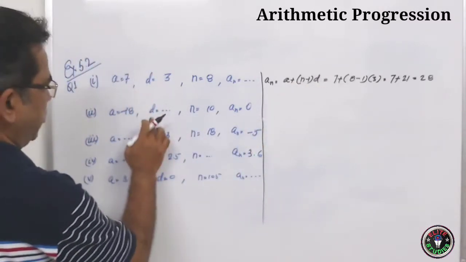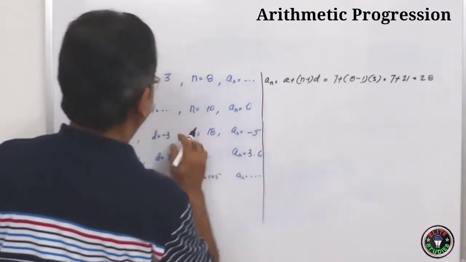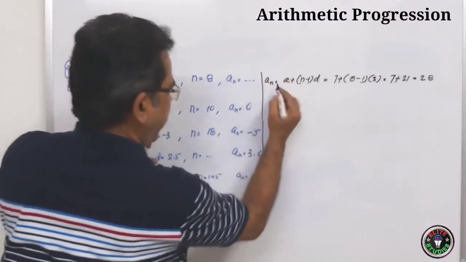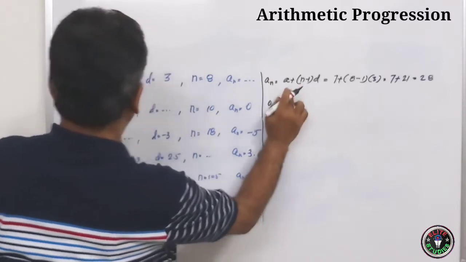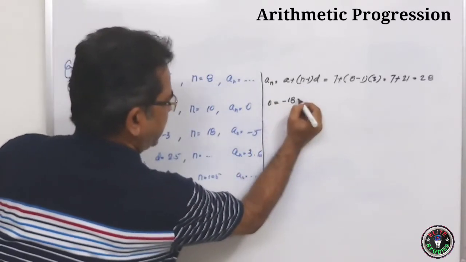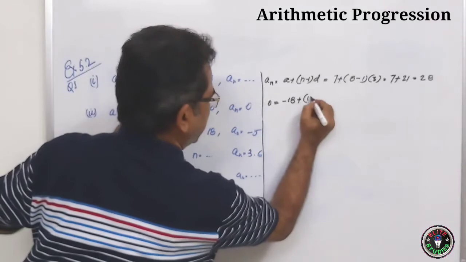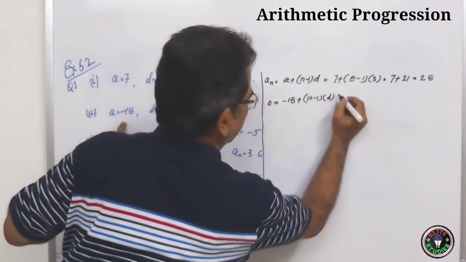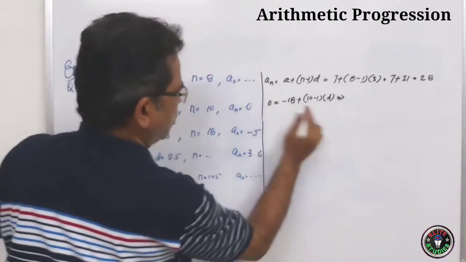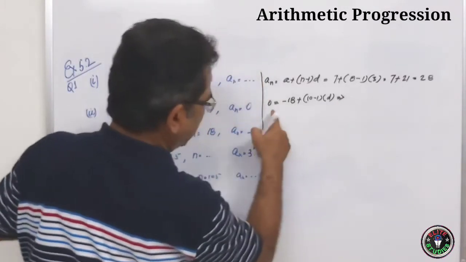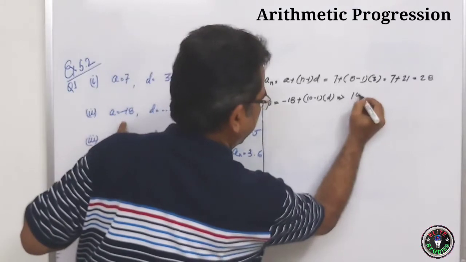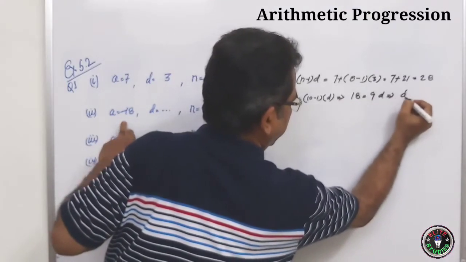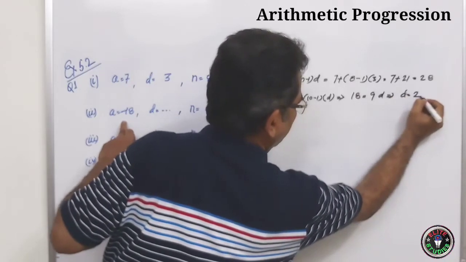Now in this case, again you have to find d. So similarly you place here, a is equal to 0, a is minus 18, plus n is equal to 10 minus 1, and d we don't know. We have to find d. So if you take this side, it will be 18 is equal to 10 minus 1, it is 9d. It gives d is equal to 18 by 9, d is equal to 2. Clear?